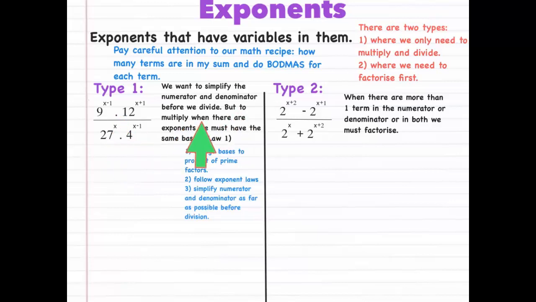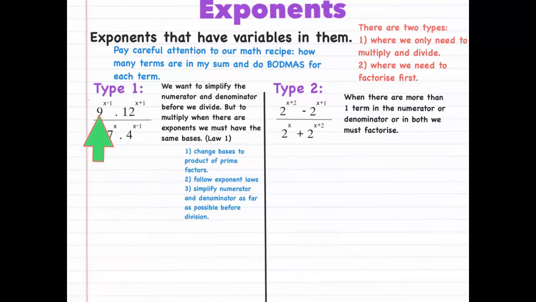But to multiply, now we are multiplying here and there, right? So, but to multiply when there are exponents, we must have the same bases. I cannot multiply the 9 with the 12 because they have exponents, and to do that, these bases must be the same so that we can add the exponents, right? But the 9 and the 12 is not the same. So what we're trying to do is we're trying to make these bases into similar numbers. Okay, so we want to change the bases to the product of their prime factors, which is step number 1.